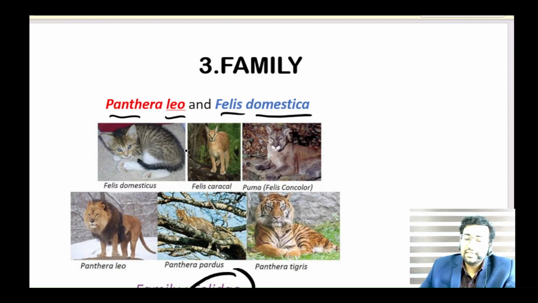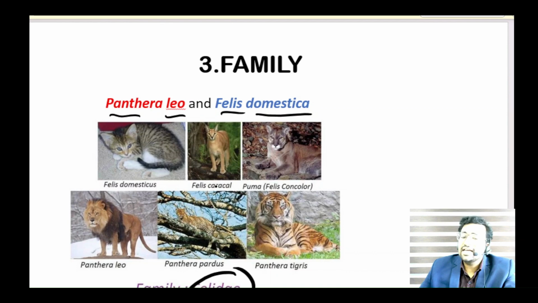Panthera leo, the lion, also belongs to the Felidae family. So the cat, lion and tiger belong to the same family. Cat is the family. The cat family is actually the tiger and lion family.